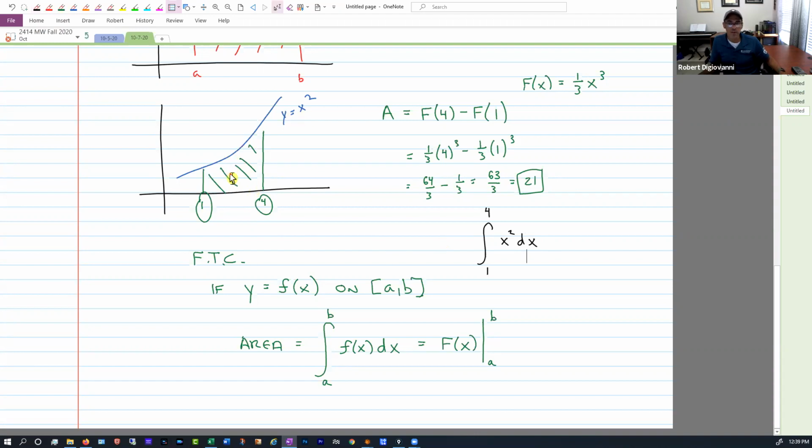Okay, so that's the problem I just drew here. We have the function x squared. We're looking between 1 and 4. That's asking you the same to find the area.